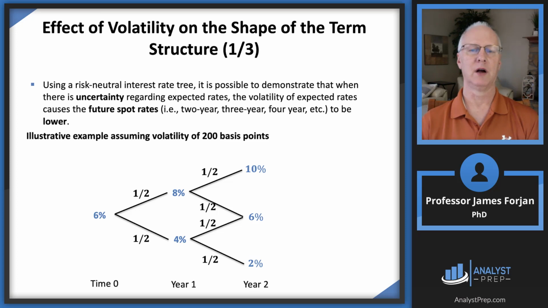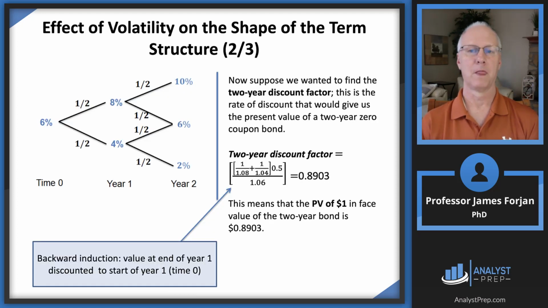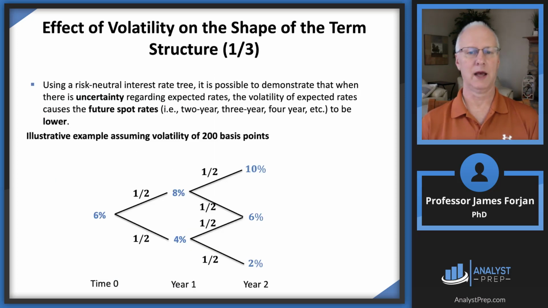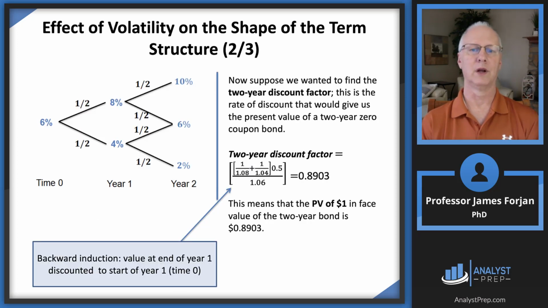So the question then becomes, how can we use this interest rate tree, assuming this kind of volatility with these risk neutral probabilities of 50%? How can we compute the price of zero coupon bonds? That illustration on the left is exactly what I have in that previous slide. And then what we're going to do is find the 2-year discount factor, which is going to give us the present value and the price of that 2-year zero coupon bond.